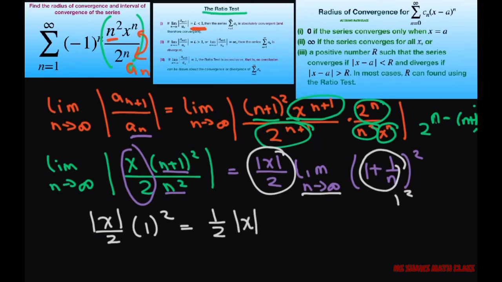Now, by the ratio test, the series converges when this is less than 1. So if I cross multiply here, that would mean that my absolute value of x has to be less than 2. I'm just multiplying through by 2. So the radius of convergence is r equals 2. Now we're going to find the interval of convergence by using this formula here. I'll show you.